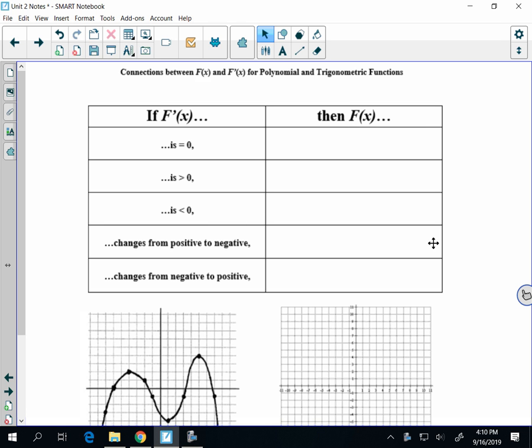So, again, we want to make connections between the graph of f and the graph of the derivative for both polynomial and trig functions. We want to start making the connections if we know something about a derivative, what we know about the function, or the other way around. If the derivative is equal to 0, think about what that means. That means the slope of the tangent line is 0. We know that's a horizontal line, right? So if the derivative is 0, then f of x has a horizontal tangent line.